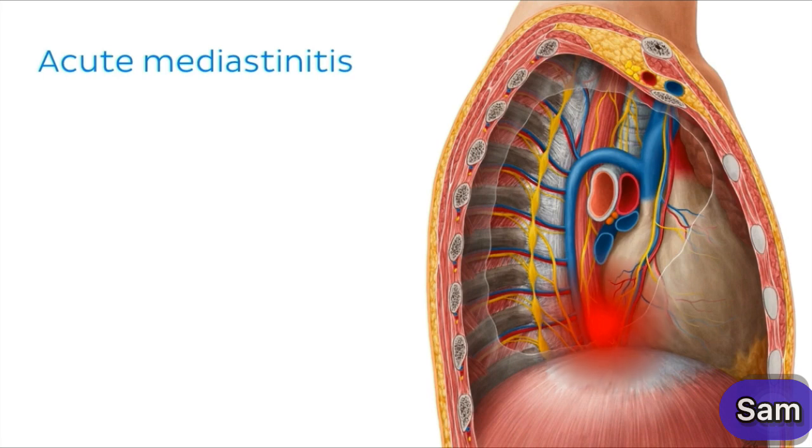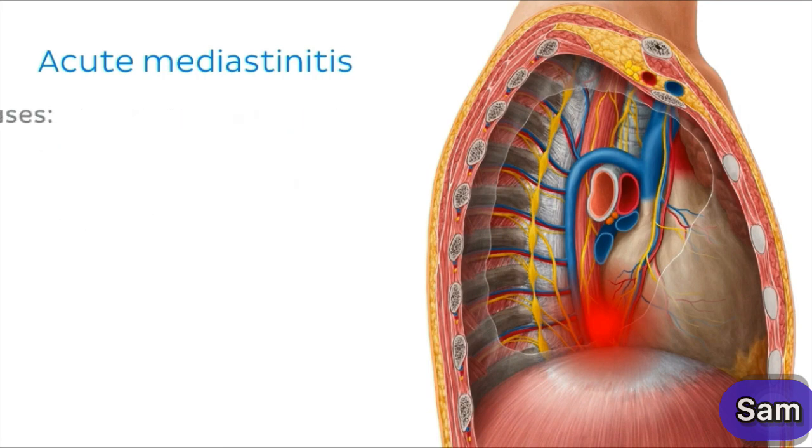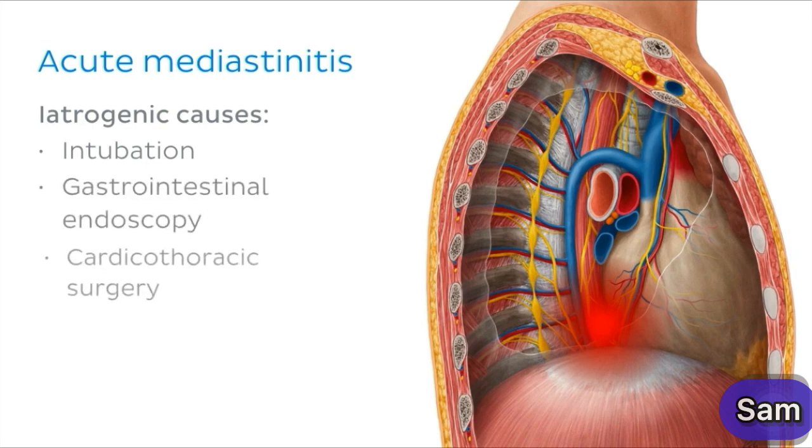Acute mediastinitis may occur as a result of infection originating from one of the structures within the mediastinum, or it may migrate from another region of the body altogether. For example, infections originating from within the mediastinum could arise due to rupture or perforation of the esophageal wall, which can occur after foreign body ingestion, cancer, or due to iatrogenic causes, which means conditions resulting from medical procedures such as intubation, gastrointestinal endoscopy, or cardiothoracic surgery.